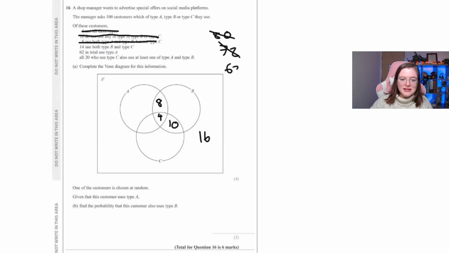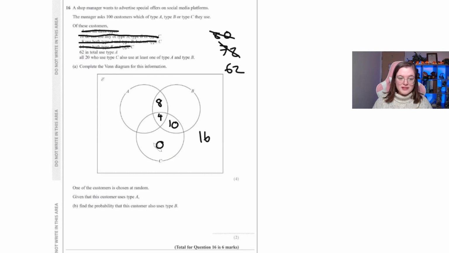which makes that 62. Okay, 62 in total use type A, but that could be here or here. We don't know, right? So we can't put that on yet because we don't know how many is in this section or this section, and we need one of them to figure out how many is left over. So we can't do that one yet. And then the last sentence: all 20 who use type C use at least one other of type A and type B. Which means that none use just type C, because everyone who uses type C also uses something else as well. So no one uses just C, therefore 0 goes in there.